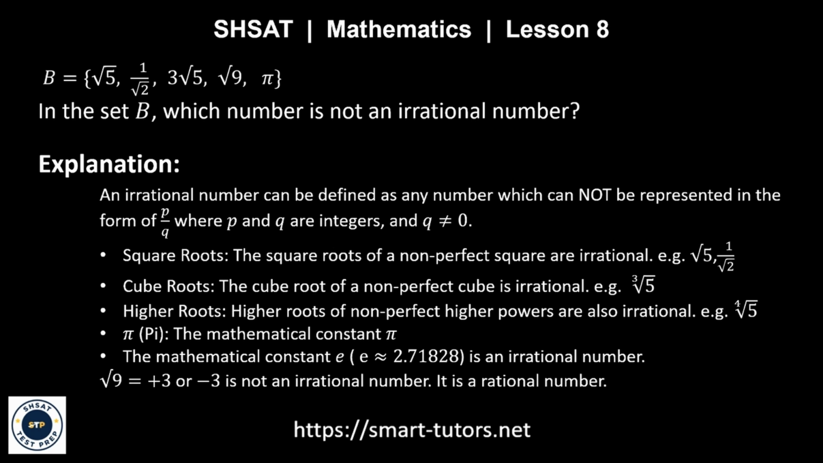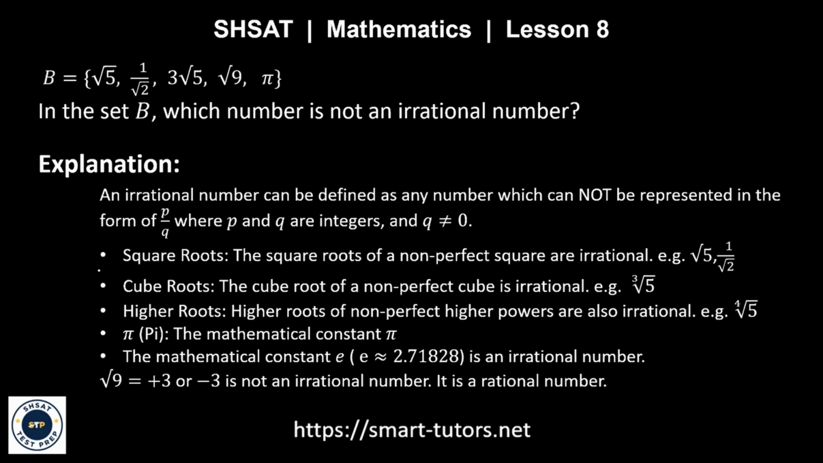In the set B, which number is not an irrational number? So an irrational number can be defined as any number which cannot be represented in the form of p over q, where p and q are integers and q is not equal to 0. So this is basically the opposite of a rational number, which we just went over.